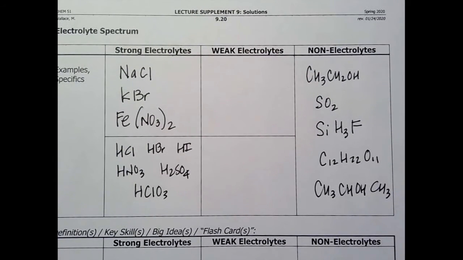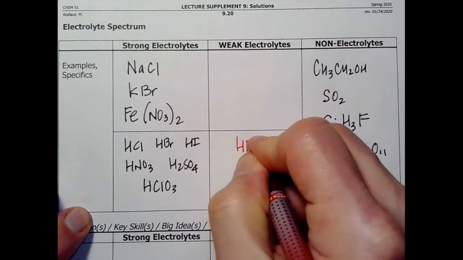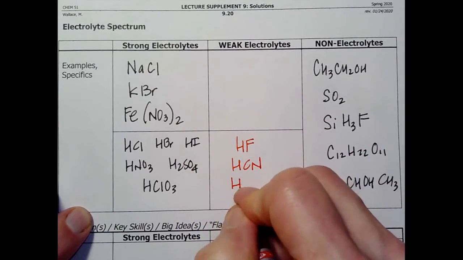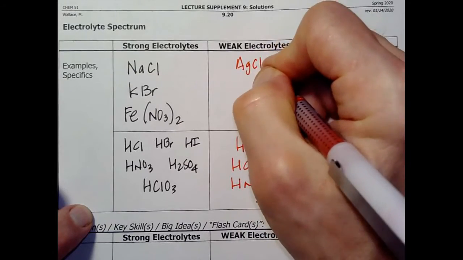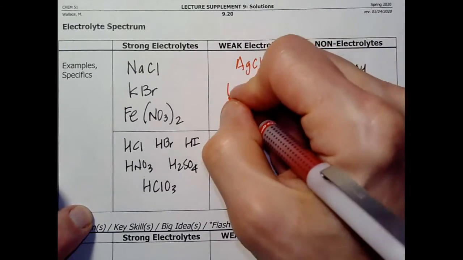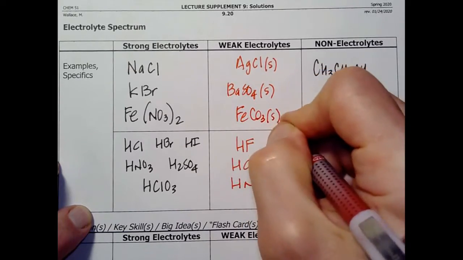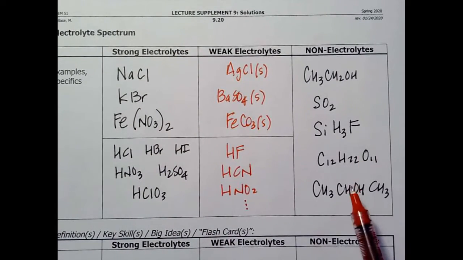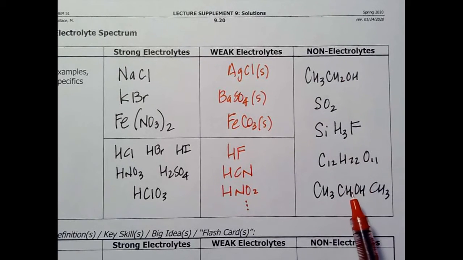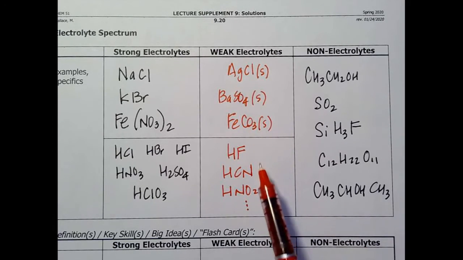Now, weak electrolytes. Now, this is a little bit fuzzy. I'm going to say HF, HCN, HNO2. And there are many, many, many more. AgCl solid, BaSO4 solid, FeCO3 solid. These dissolve in water, form ions, the solutions conduct electricity. These dissolve in water, they don't form ions, they don't conduct electricity, and this is something in between. Well, they dissolve a little, they form a few ions, conduct electricity a little bit.